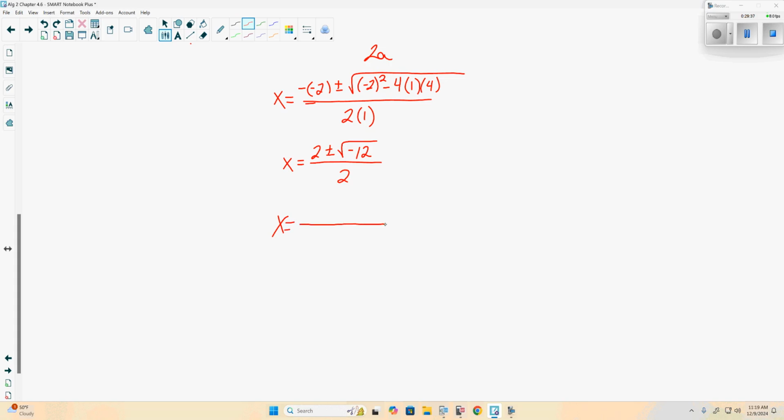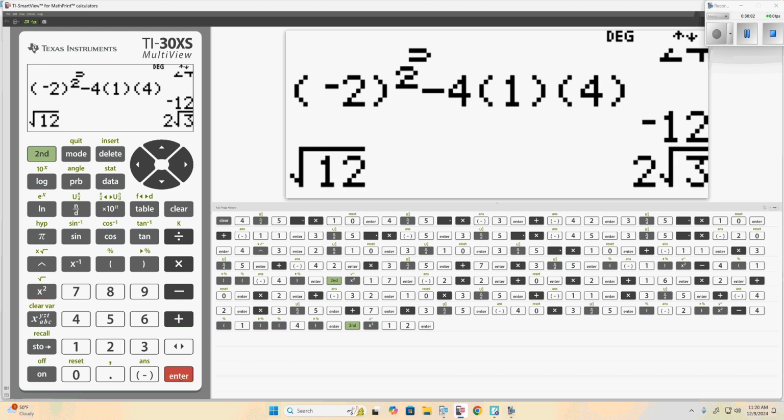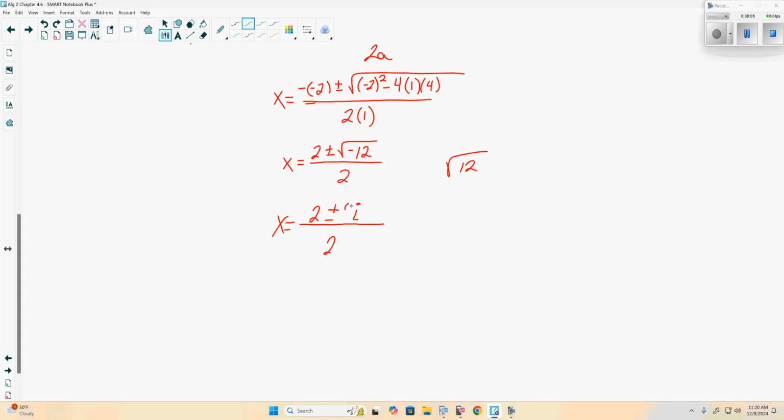Now we cannot simplify the square root of negative 12 as is, but we can, because that negative is going to come out as i, leaving us with the square root of 12. If we look at the square root of 12, we get 2 square root of 3. So the square root of negative 12 is 2i square root of 3. Questions on this so far?